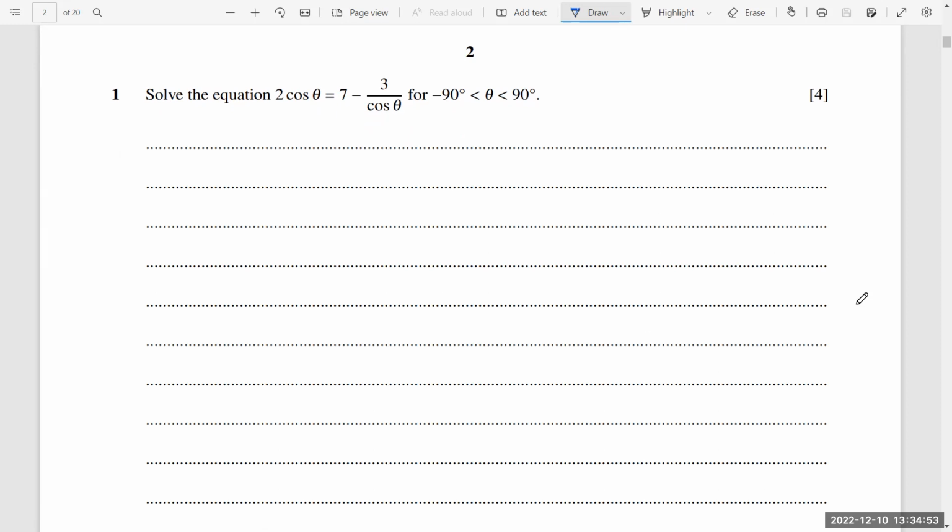Question number 1, solve the equation 2 cosine theta equals 7 minus 3 over cosine theta for theta lies between negative 90 and 90. في البداية أول step عندي I try to remove this cosine theta by multiplying. When I take the whole equation multiplied by cosine theta, I get 2 cosine squared theta is equal to 7 cosine theta minus 3.